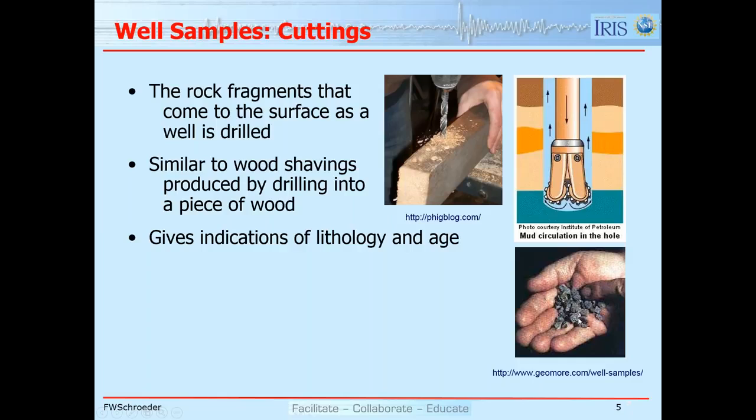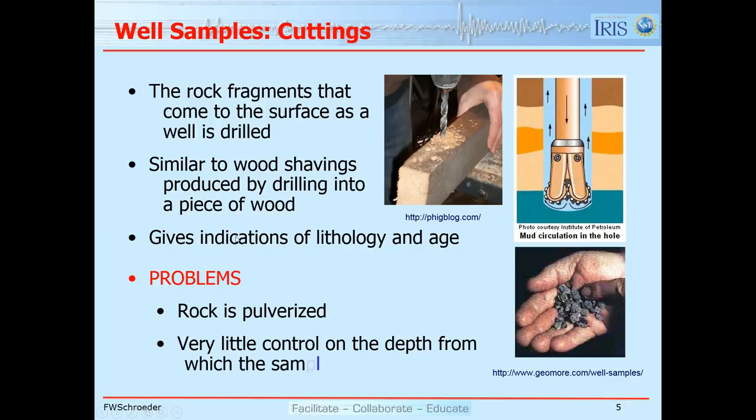The picture of somebody's hand is holding some cuttings that were collected at a particular well. These fragments can come to the surface as we're drilling, similar to the wood shavings, and they can give us an indication of lithology and age. There's 2 problems, however. The rock is pulverized, so we can't get anything like porosity or permeability or sedimentary structures, and we don't really have much control on the depth from which the samples came.